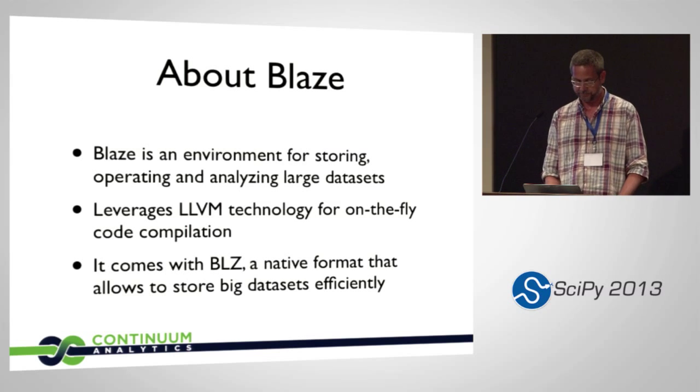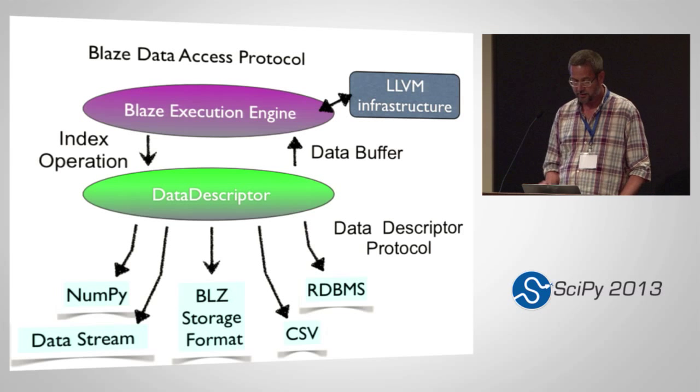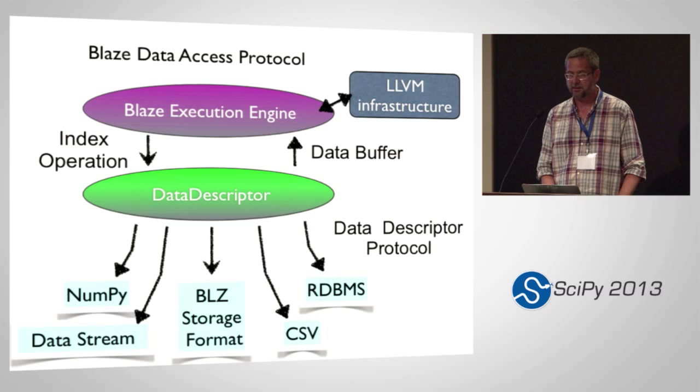So this is a schema of how Blaze works. We have the data descriptor that is kind of a buffer interface.